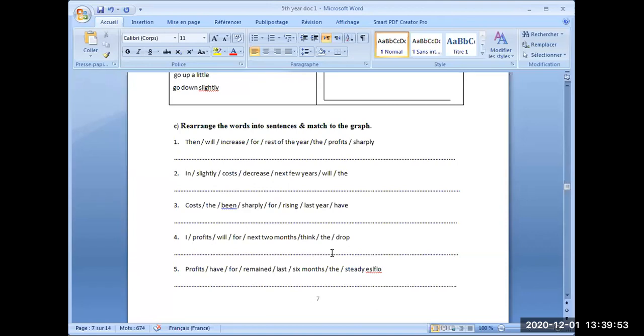I think profits will drop for the next 2 months. Yes, correct.